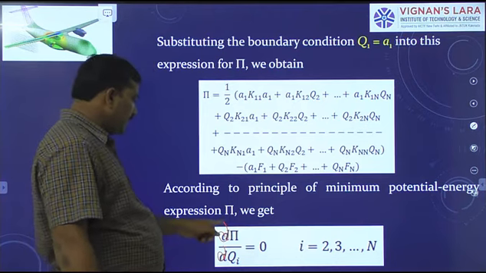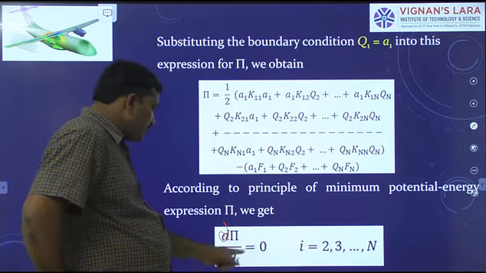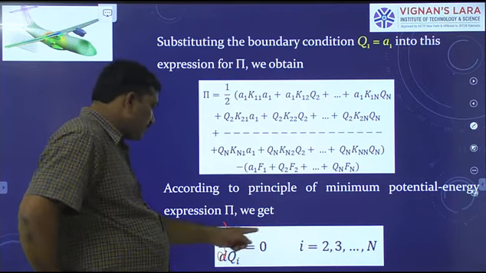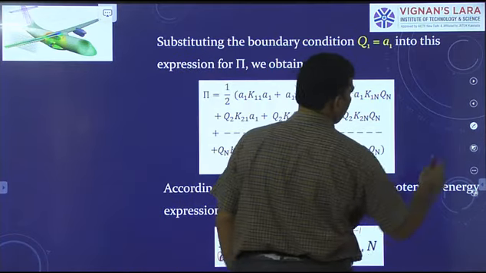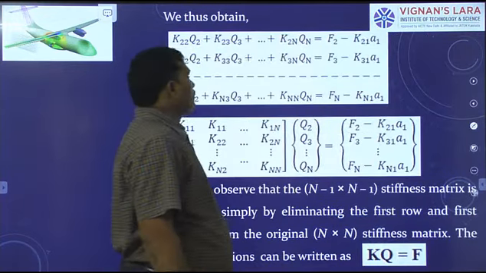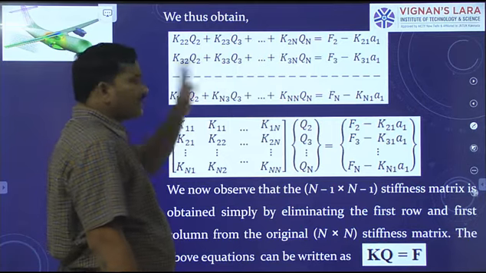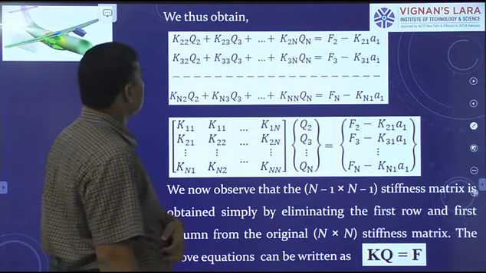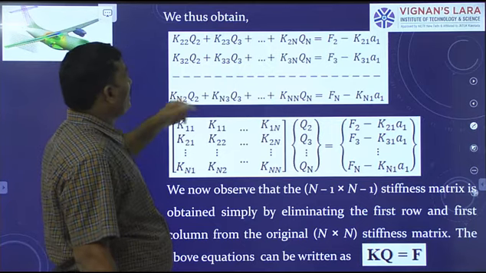Understand? So here, according to the principle of minimum potential energy, in this case, how many equations do we get? We get n minus 1 equations, not n equations, because here Q1 is a specified displacement. So how do you get the n minus 1 equations? And these are the n minus 1 equations.